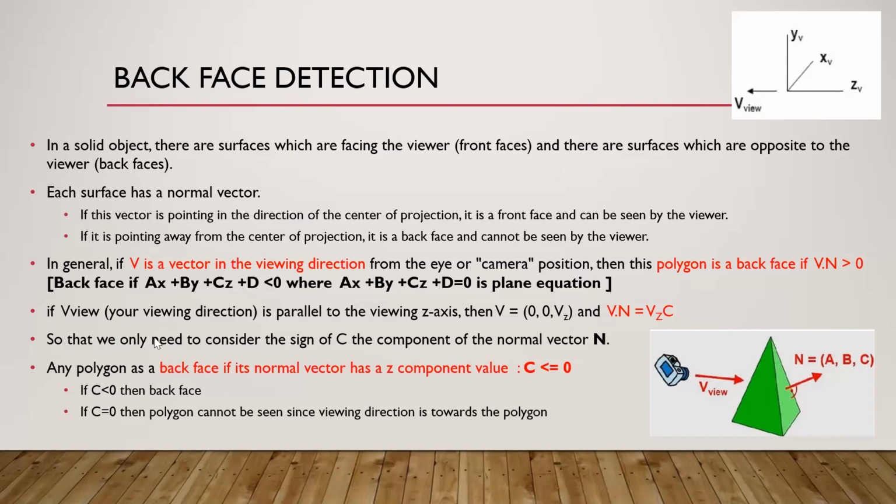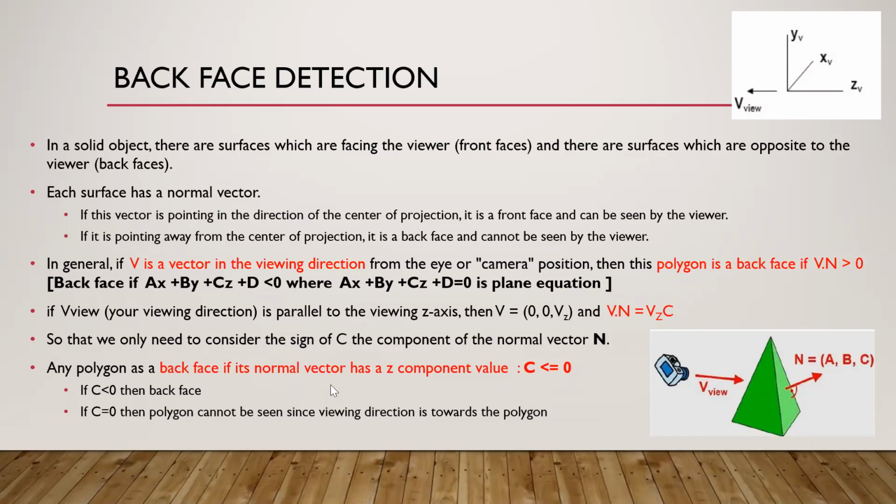So if you're taking the last equation, you need to only consider the sign of c. If the sign of c is less than 0, that means it is the back face. If it is equal to 0, that means it cannot be seen, because as I told you, the viewing vector is in parallel with the z axis, so it cannot be seen.